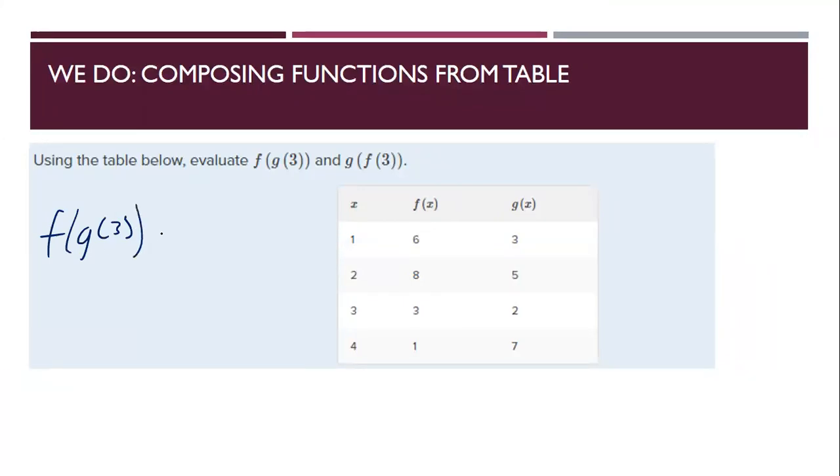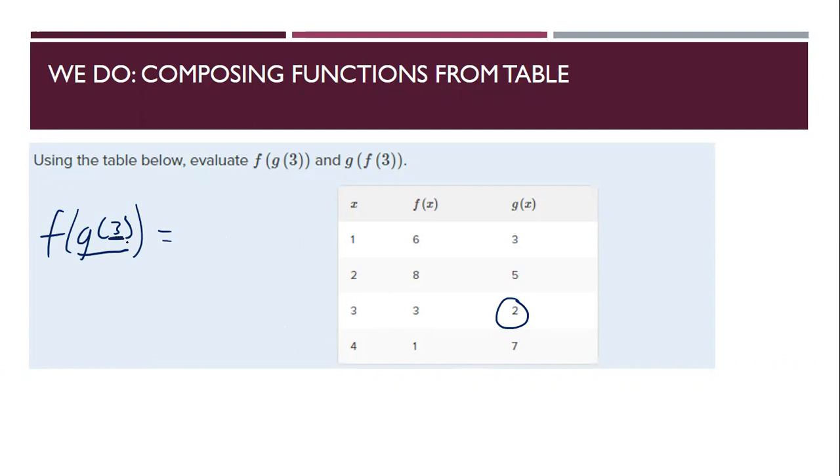Okay, so I'm going to start with the inside. So g of 3. If I go to 3 for x and I go over to g of x, what do I get? I get 2.